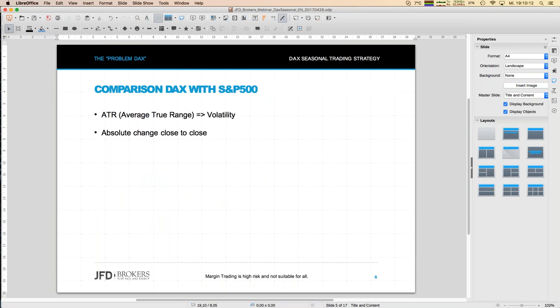Having that in mind, we can do a comparison of two underlyings. And I want to compare now the DAX with the S&P 500, so the German index with the overall market index of the United States, and that is the S&P 500. And I want to have a look at two values or two considerations. One is the so-called ATR, and that translates to average true range. You might know that indicator that gives you a little bit of the daily range. It's a little bit a measure of the volatility of the overall market.